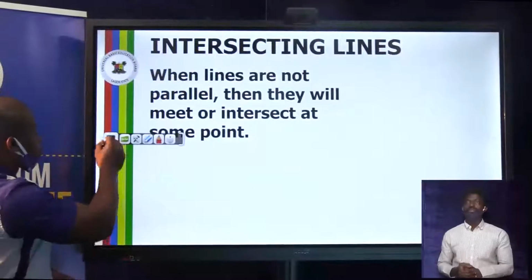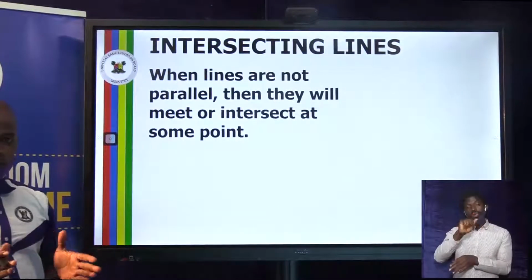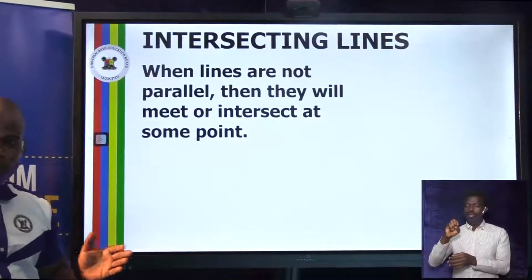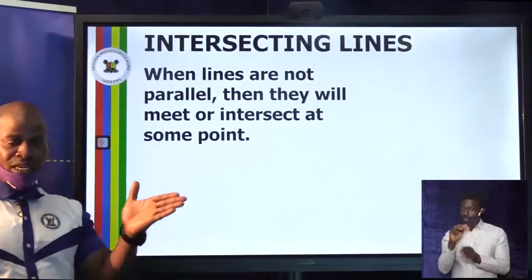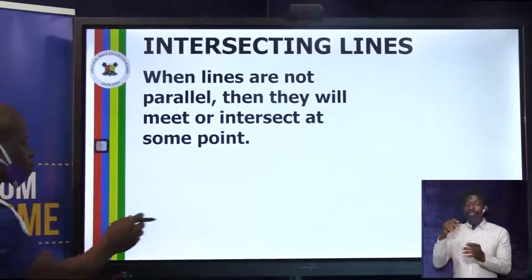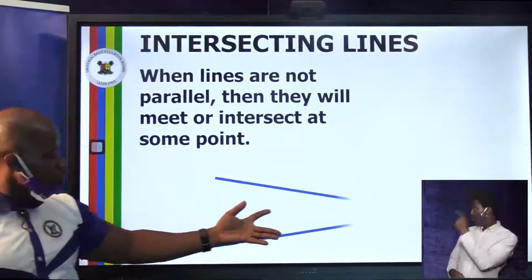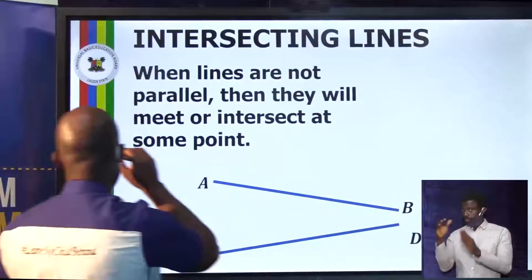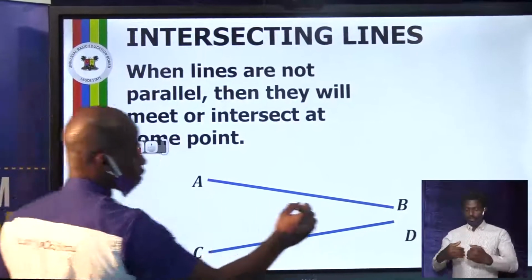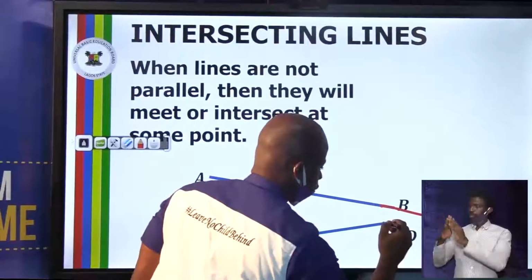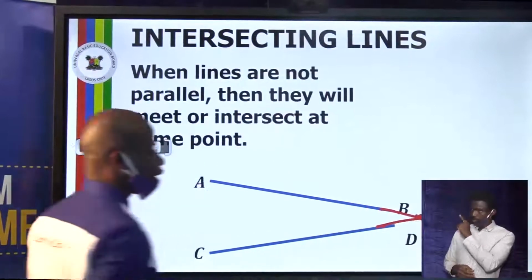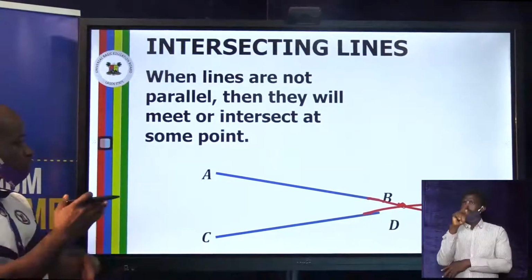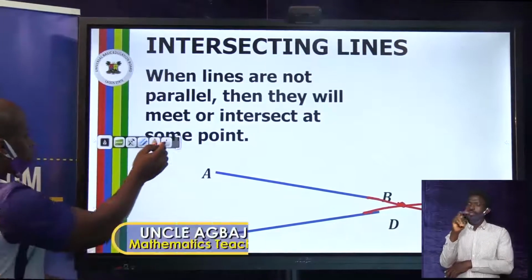Now, when lines are not parallel, it means they will meet at some point, because remember that parallel lines will not meet. But if lines are not parallel, then the distance between them will be changing. At some point they will meet, like these lines. See them go, see them go, see them go. They have not met, but if I extend the lines, you will see that eventually they will meet. See? Now they meet at this point. Okay, so these are what you call intersecting lines. They meet each other, which means they cross each other at some point.